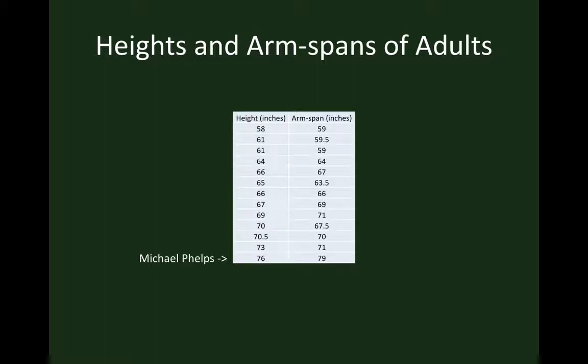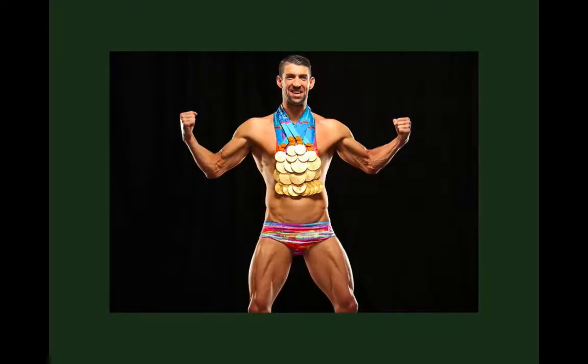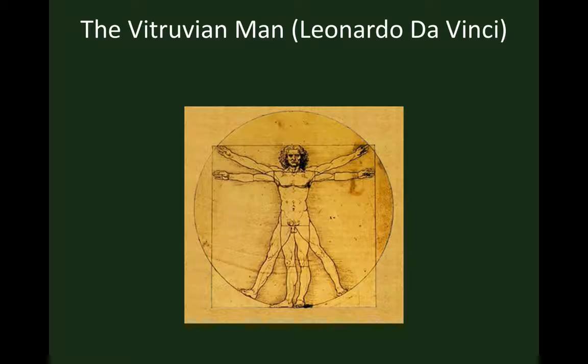I'm going to throw in another set of measurements, and these are Michael Phelps's height and arm span. And we'll talk more about the unique relationship here for Michael Phelps as we move forward. So if you've never heard of Michael Phelps, he is the most medaled Olympian of all time. And here we have a picture of him with all of his medals. And he's a swimmer. That's his sport, an Olympic swimmer.